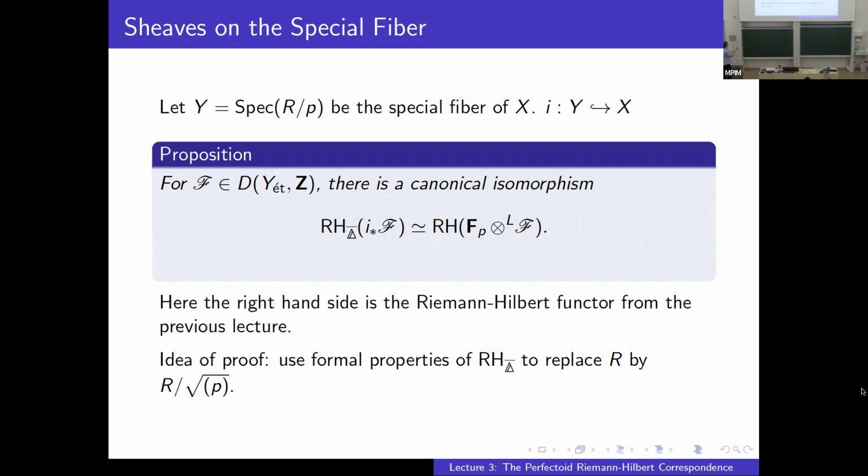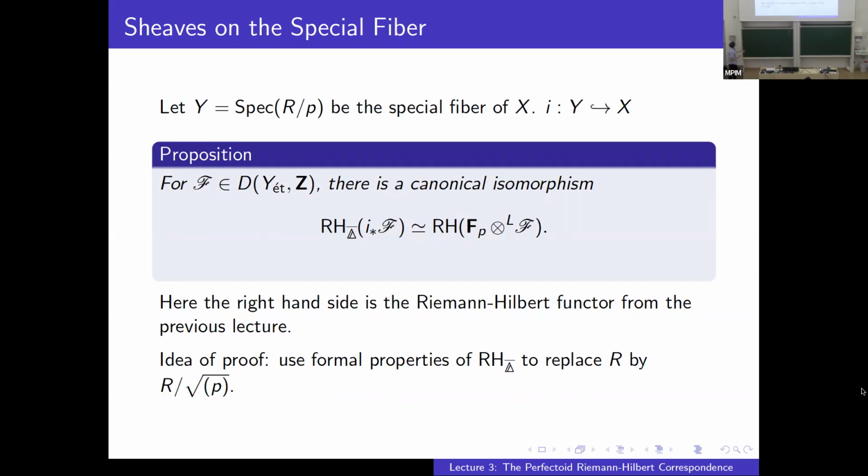And the proof just reduces formally to the case where R is itself of characteristic p, which is what I said in a previous slide. There's no harm, for sheaves that are supported on the special fiber, in replacing R by its quotient by the nilradical of p. So we're going to be interested mainly in what it does on the generic fiber.